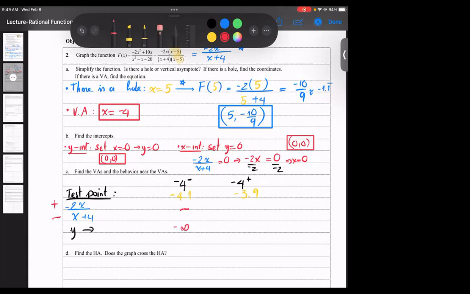Remember the test point, the function, and then where y approaches. And then when you plug in negative 3.9 into here, negative 2 times negative 3.9 is positive. Negative 3.9 plus 4 is positive. So I have positive over positive, that's positive. So that implies y approaches positive infinity. So that's okay.